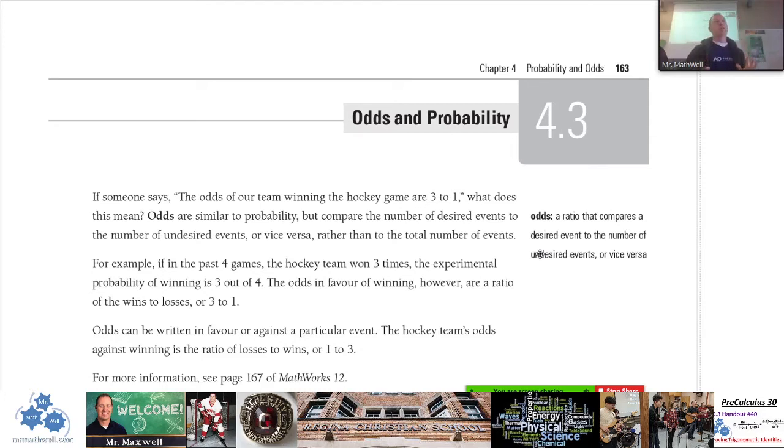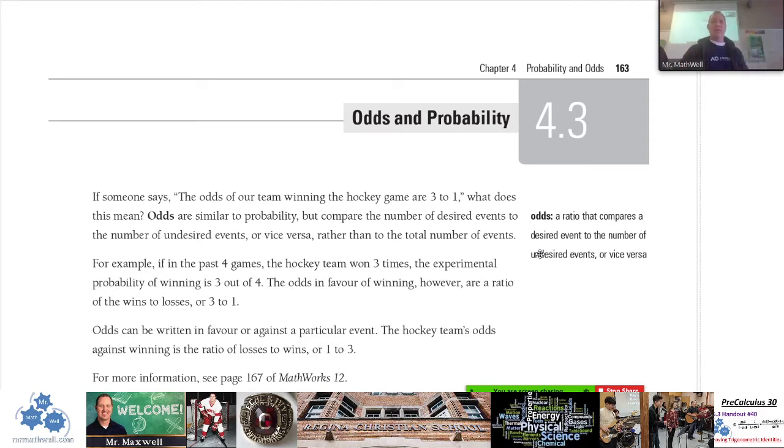Well, in odds, we never write down the total. The total is not in odds at all. It's desired outcomes versus, or compared to, undesired. So the odds of rolling a 2 would be 1 to 5. Very good. 1 to 5. Because there's 1 two on the whole die, and there's 5 other ones that are not 2. Okay? So the odds in favor of rolling a 2 are 1 to 5.